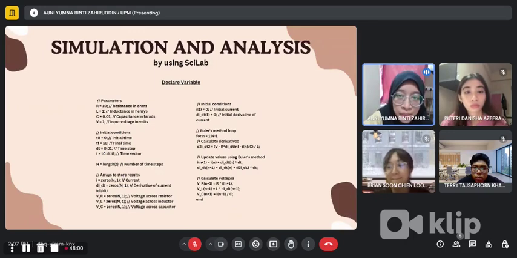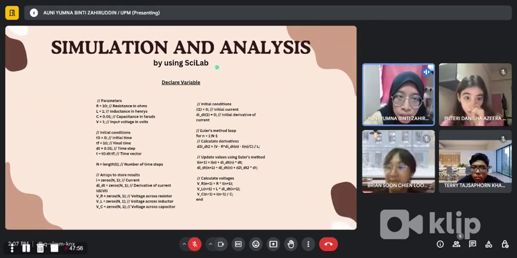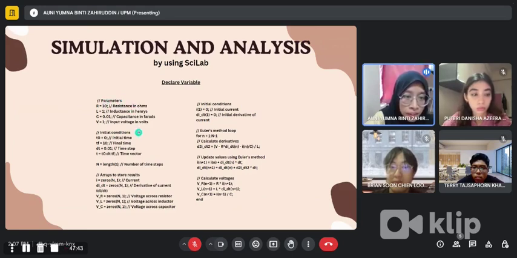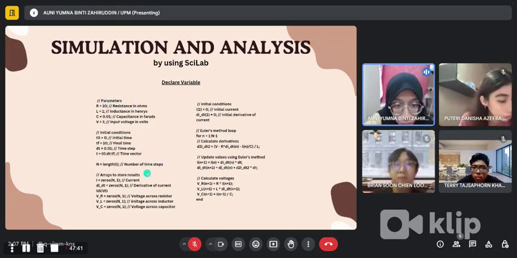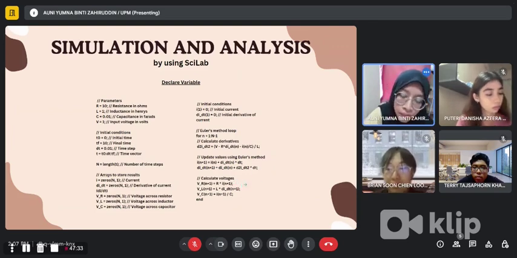Okay, so for the simulation and analysis, we use Scilab to simulate the equation of the RLC circuit and plot the graph. And this is the declaration of the variables. First, we declare the parameters, initial conditions, and arrays to store results, then the Euler's method loop, which updates values using Euler's method, and then we calculate the voltage.